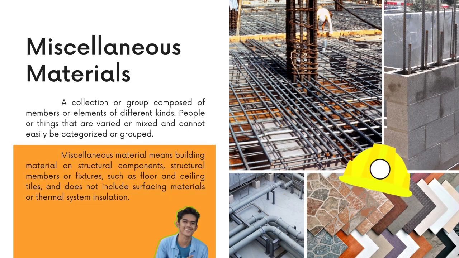Miscellaneous materials or other materials need to be tested other than the aggregates, cement, and concrete. It is a collection or group composed of members or elements of different kinds. Miscellaneous material means building material on structural components, and in this topic, we will focus greatly on reinforcing steel bars and masonry unit. Both of these are essential factors needed to be considered in order to ensure the quality control of your project. Since these are part of structural components, it plays a huge role on the building's construction and stability.